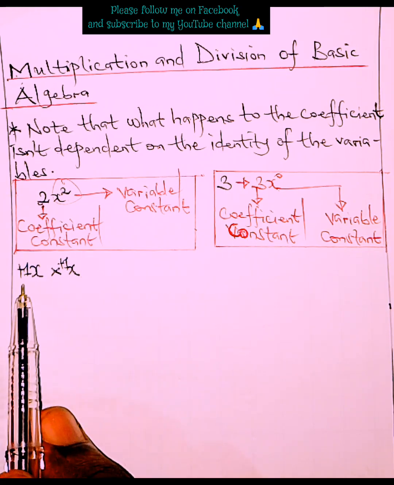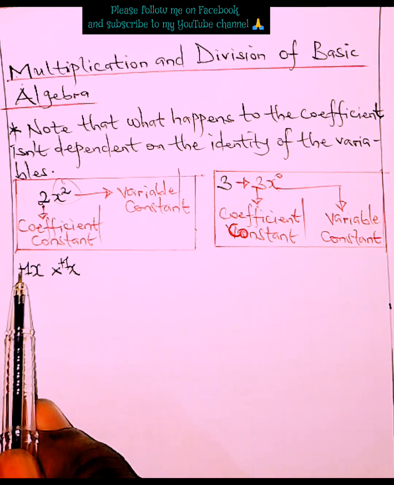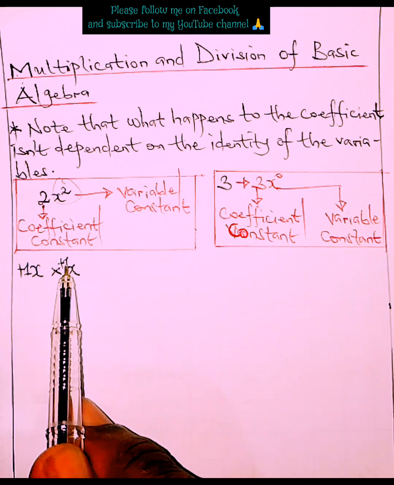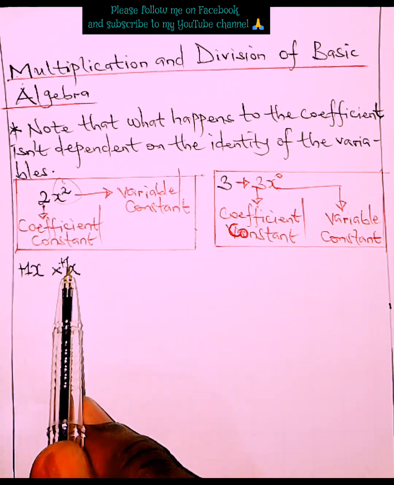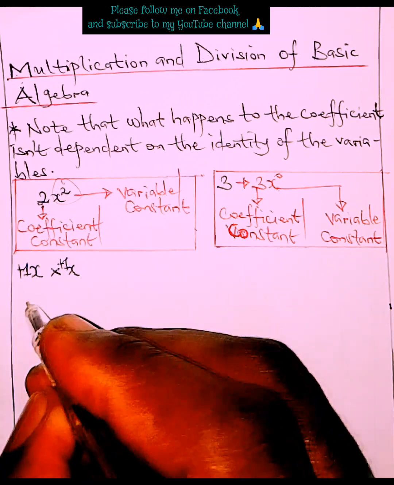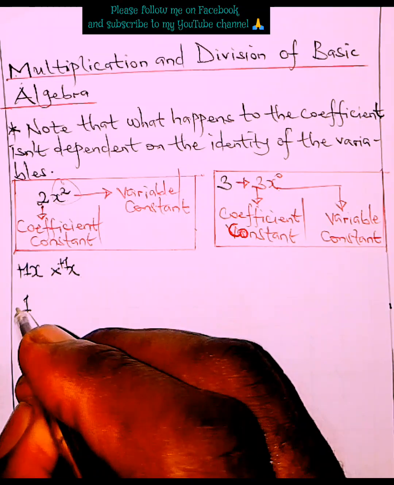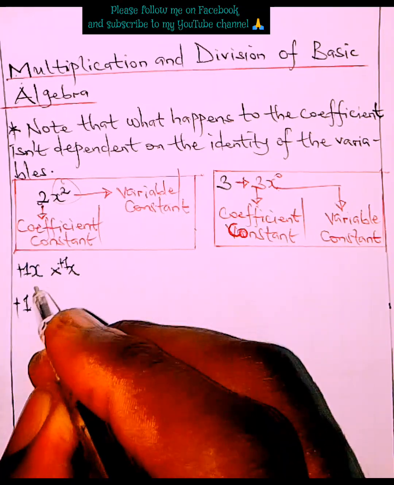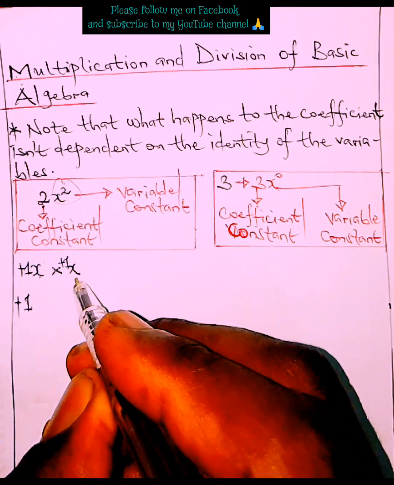So let's attend to the coefficient separately first. That's plus 1 times plus 1. Plus times plus is plus. 1 times 1 is 1. Now x raised by 1 times x raised by 1.